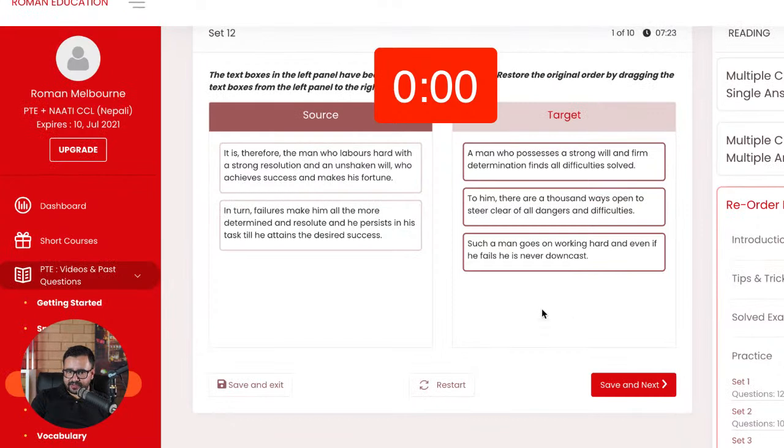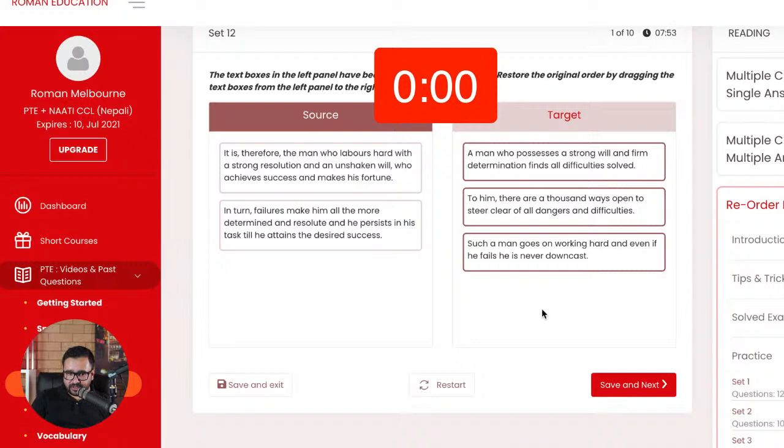And that one is this: "Such a man goes on working hard, and even if he fails, he is never downcast." So in this one, the connection is for "such a man." Which man? The man who knows how to clear ways out of the difficulties and dangers. And then you can also say "such a man goes on working hard, and even if he fails, he's never downcast." That means even if the difficulties make it difficult for him to do things, he is not downcast, means he's not disappointed.